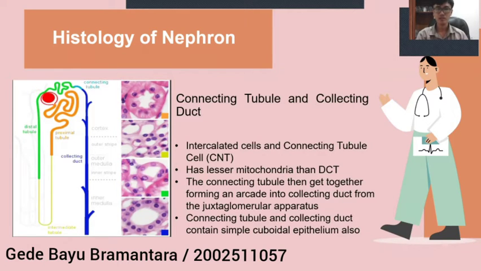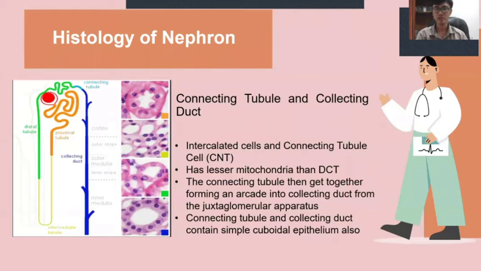The connecting tubule has two types of cells, intercalated cells and connecting tubule cells, or CNT. It has fewer mitochondria than the DCT. The connecting tubules then join together, forming an arcade into the collecting duct from the juxtaglomerular apparatus. The connecting tubule and collecting duct also contain simple cuboidal epithelium.